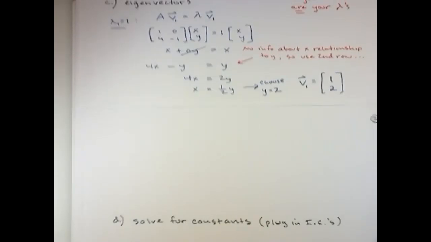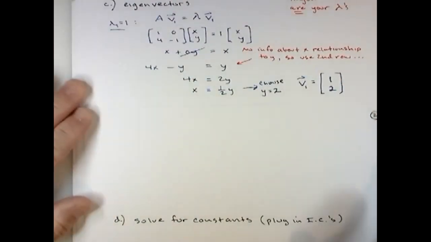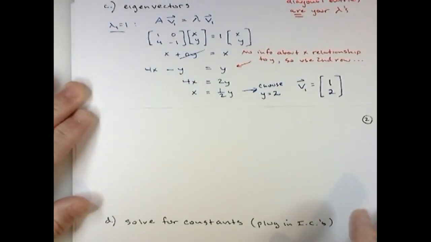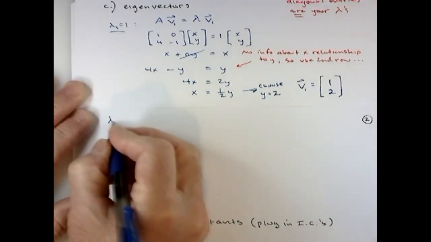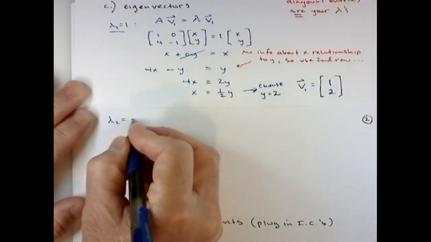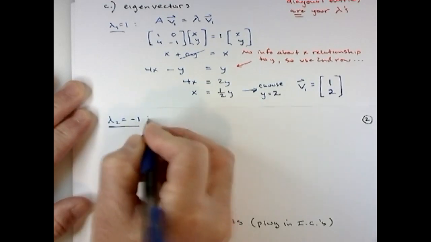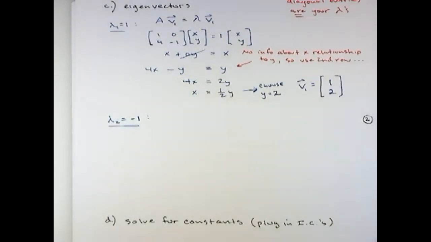Try your second eigenvector. So my second eigenvalue was -1. See if you can find the eigenvector for that one.